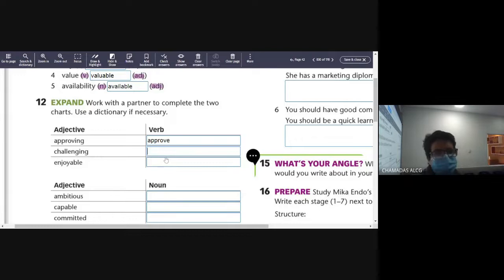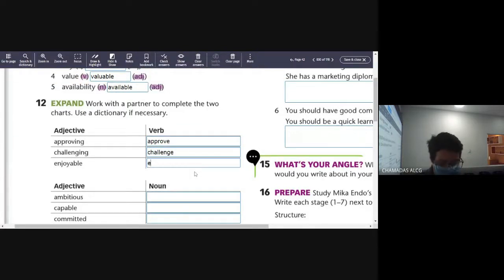Challenging. Remove the suffix. Challenge. Yes. Very good. Enjoyable. Enjoy. There you go. All right. Remove the suffix. Then you have a verb. Okay.